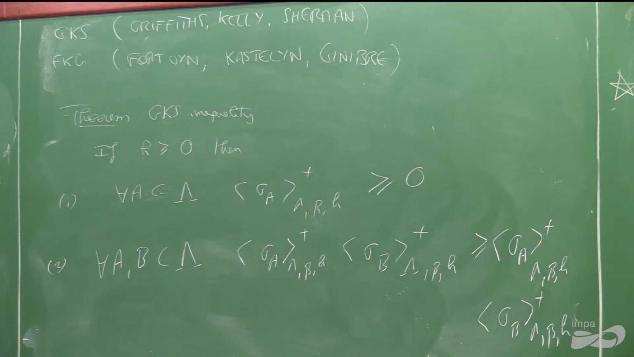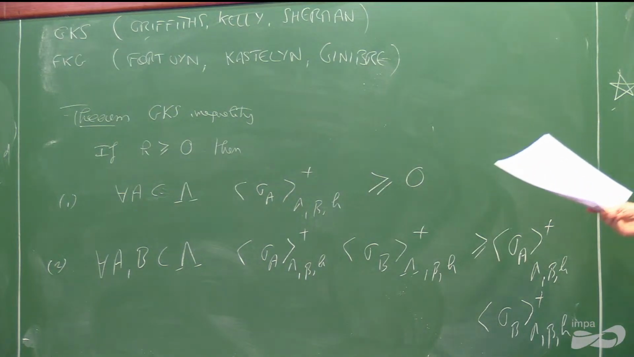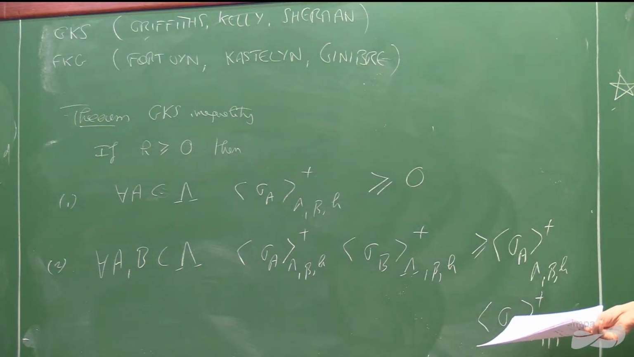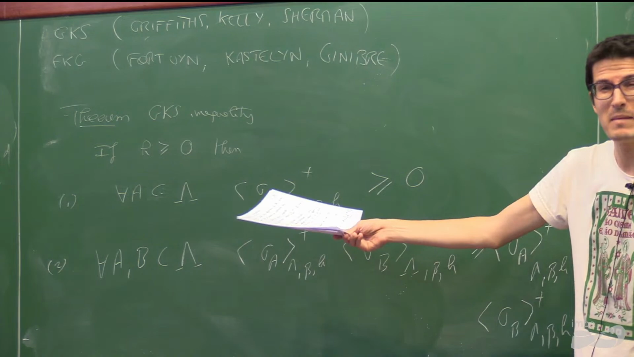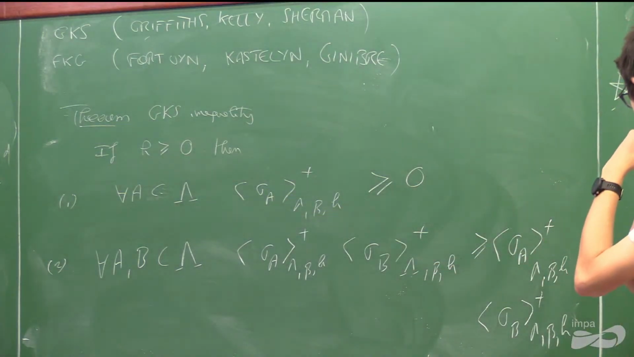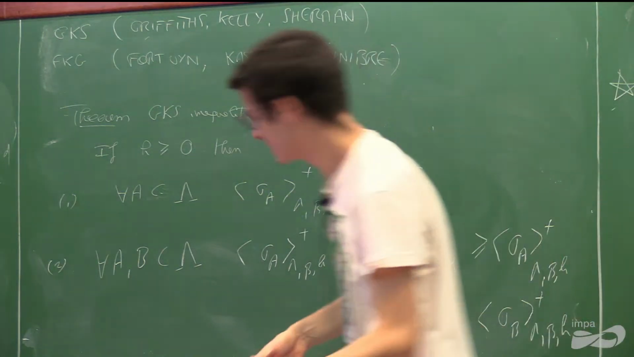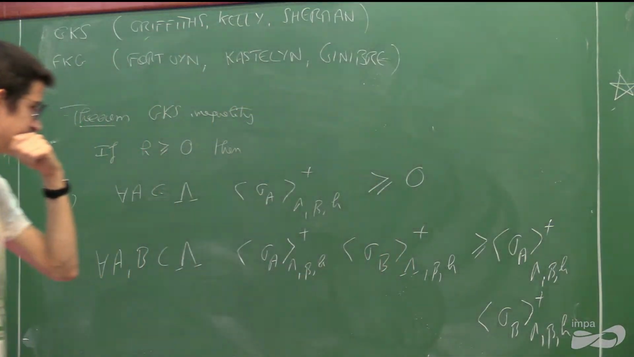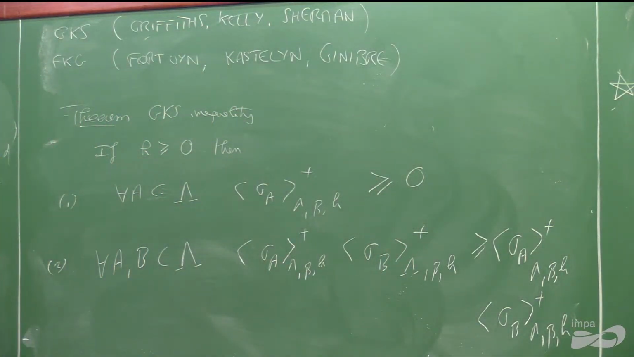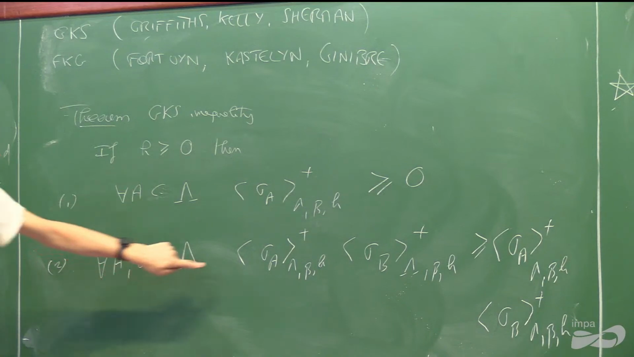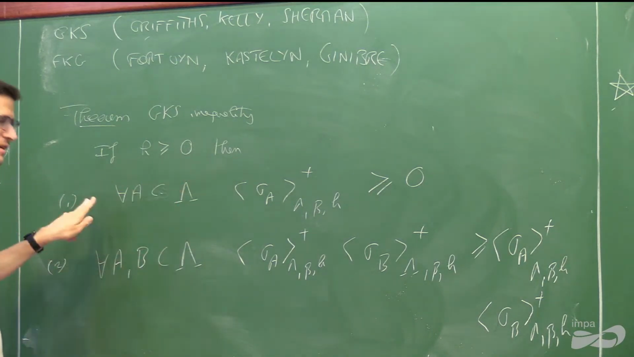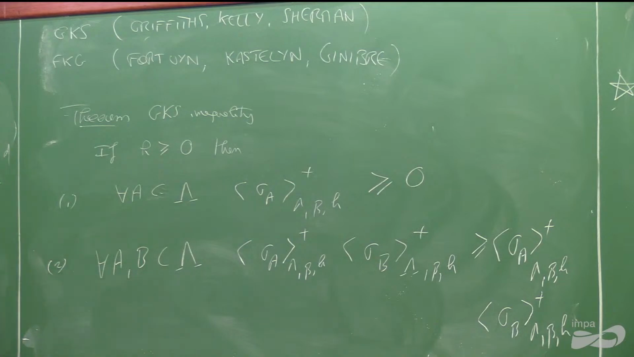Okay, so as Beatrice rightfully pointed out, if you define sigma for the empty set... No, so those are two different things. If B is the empty set, this is trivial. So they are really two inequalities.